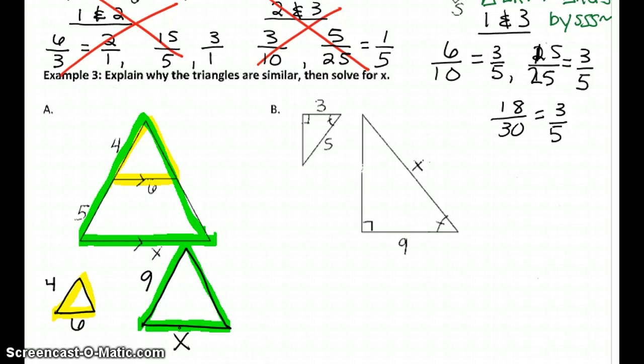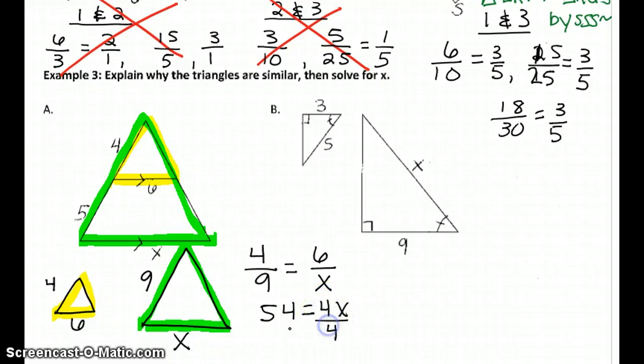Now I'm going to use a proportion. 4 and 9 are in the same spot, so are 6 and x. Notice 4 and 6, since they came from the same triangle, are both on top. I can cross multiply. 54 is 4x, and divide both sides by 4 to get 13.5 for x.